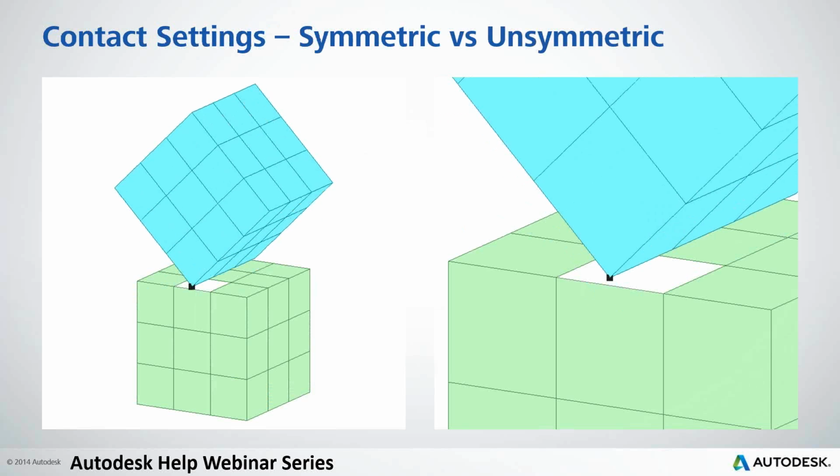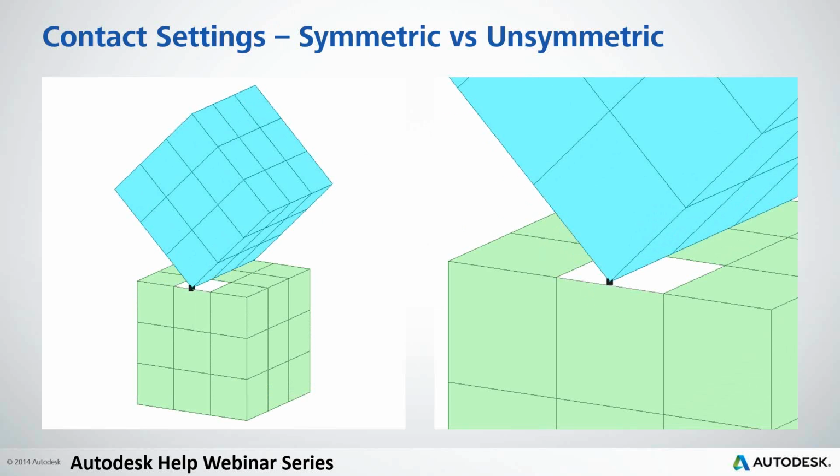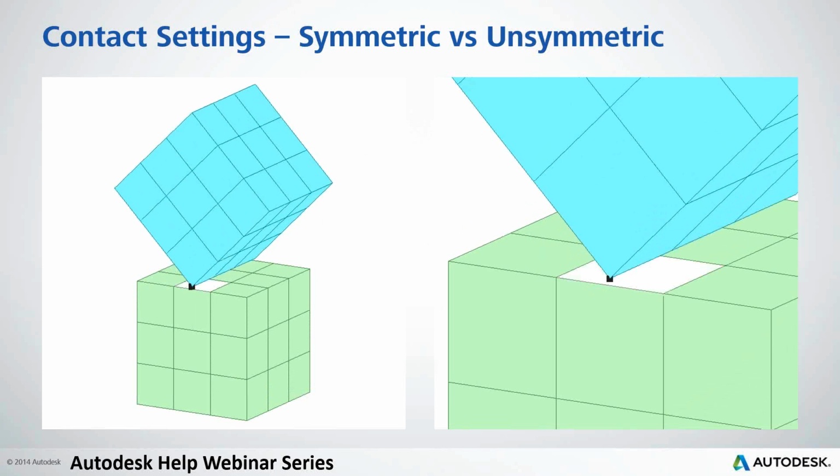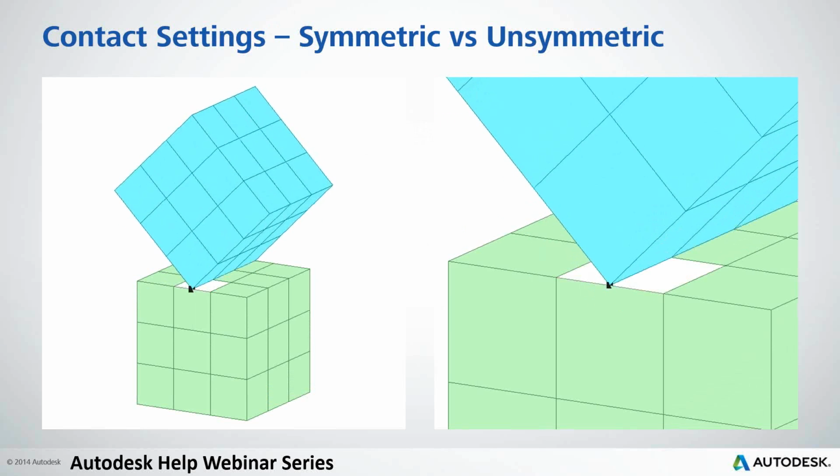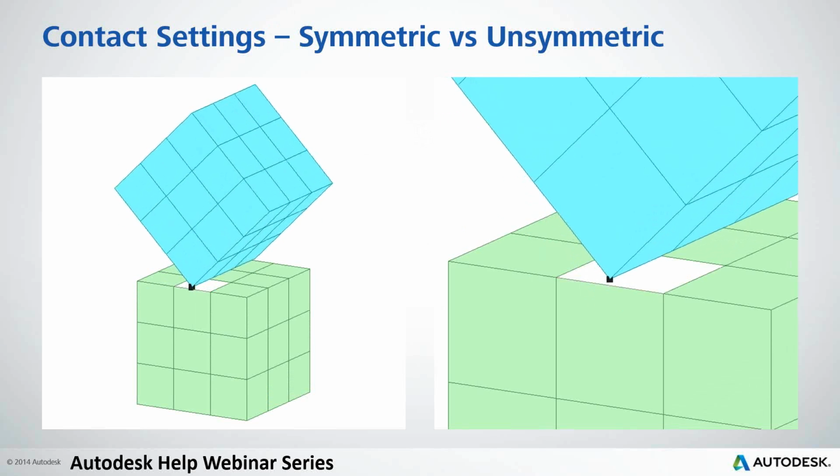And then you can see here we've changed that, and now we don't have that penetration occurring. So if you're getting some kind of penetration, the first thing to check is how your contact pairs are set up, and if you're using symmetric or unsymmetric contacts.